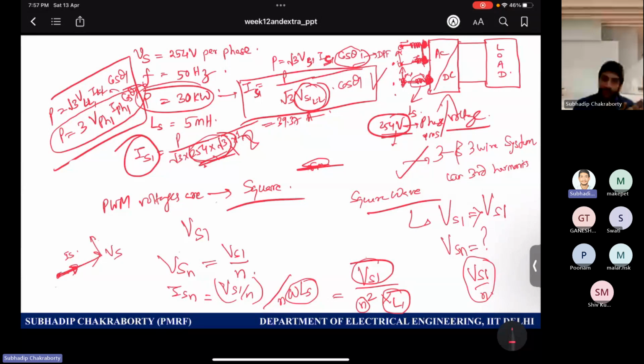And Vs minus j Is XL, because the inductive drop is there for the fundamental also. For the fundamental also, there exists some voltage drop. So after that voltage drop, you get the fundamental of the PWM. So if this is Vs1, which is inherently purely sinusoidal for the grid, minus j Is XL fundamental will give you VPWM1, whatever name you want to call it. So can any one of you calculate?